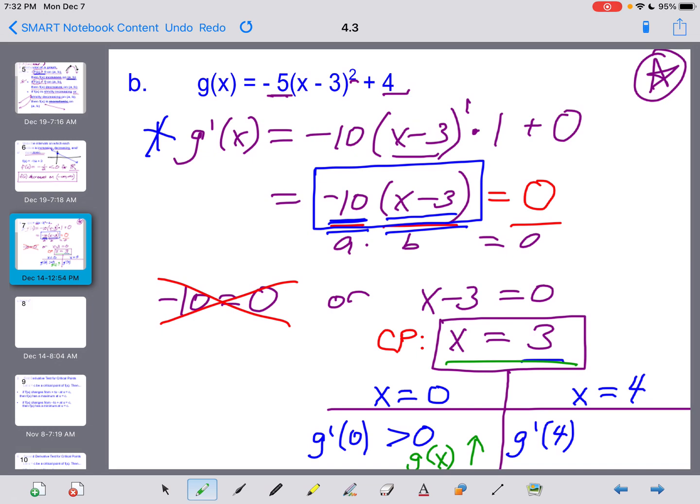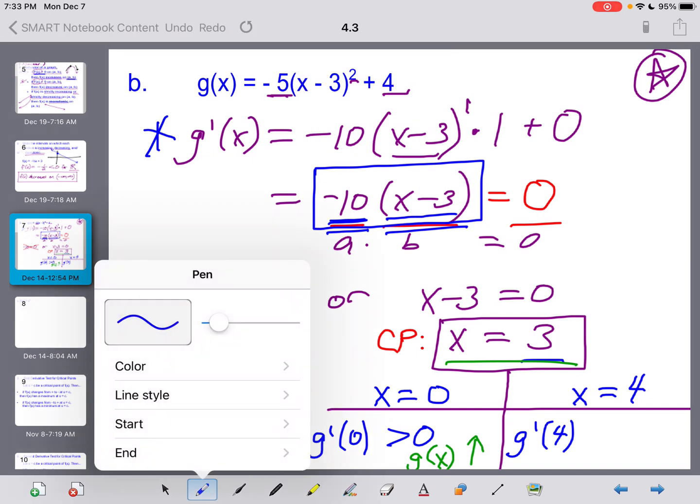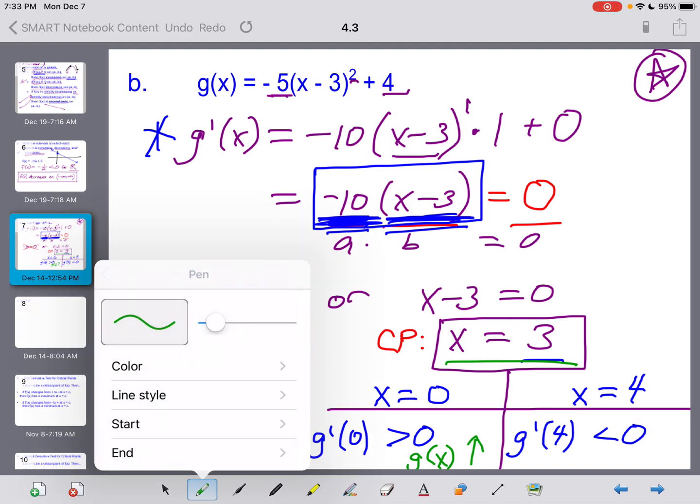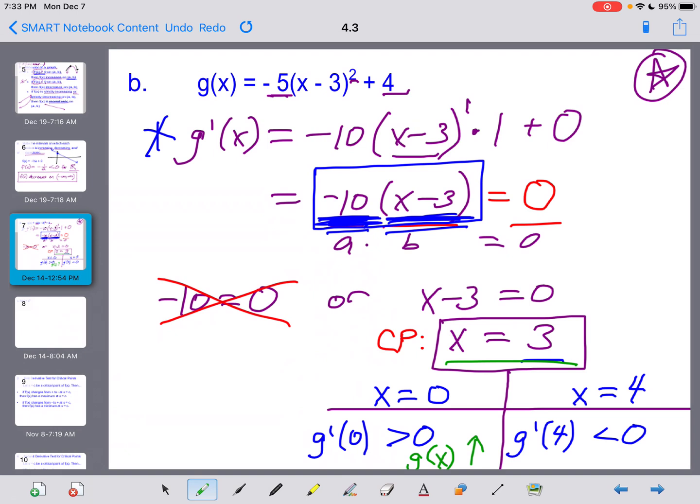Now, we would not want to make assumptions at this level, everybody, so let's test it over here on the right now. When we let x be something bigger than 3, like 4, let's do that same work right over here. Negative 10 is obviously still going to be negative, but 4 minus 3 is now positive. So a negative times a positive gives us a negative product. So for any x value greater than 3, your derivative has now become negative. And anywhere your derivative is negative, that tells you that the original function, g of x, has to decrease.